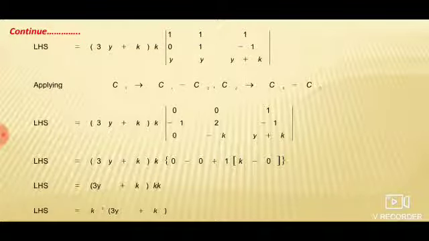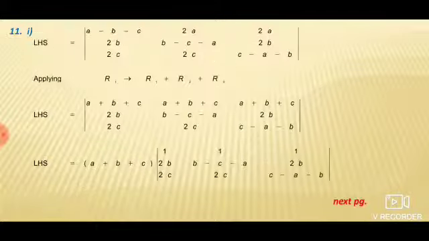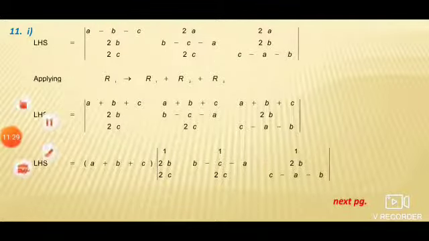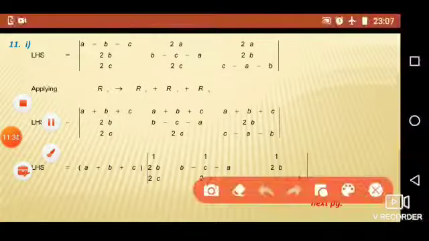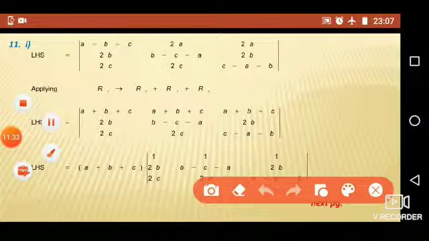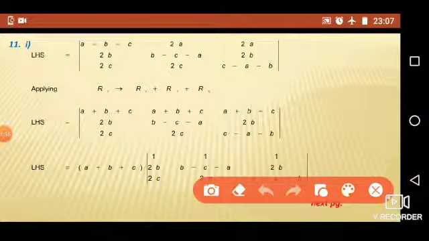Moving to the next question. Question number 11, sub question 1. Prove that the determinant whose first row elements are a minus b minus c, 2a, 2a, second row elements are 2b, b minus c minus a, 2b, and third row elements are 2c, 2c, c minus a minus b, is equal to (a plus b plus c) the whole square.